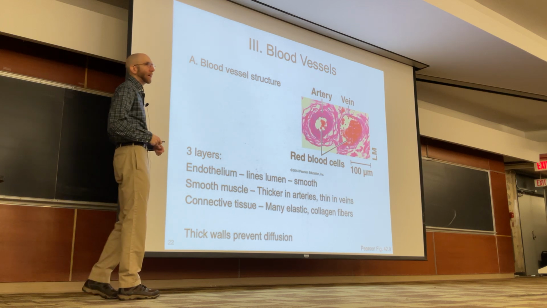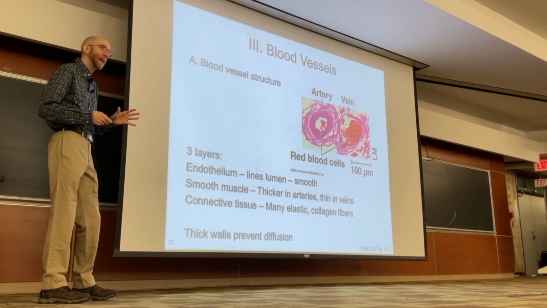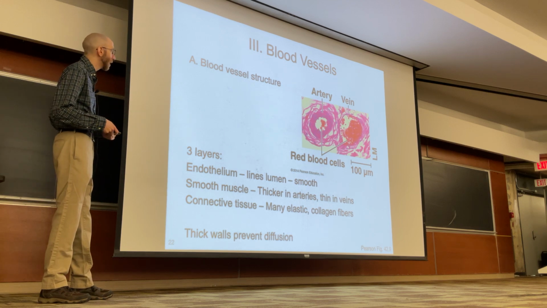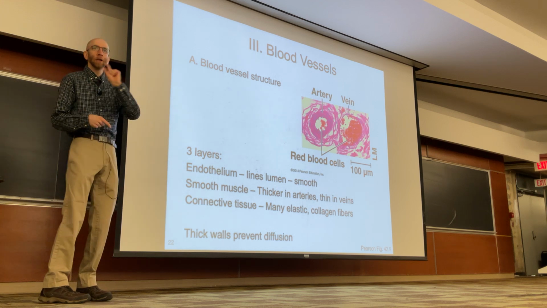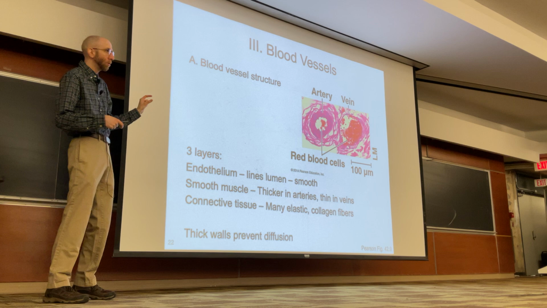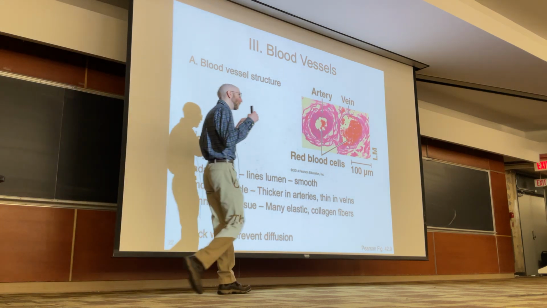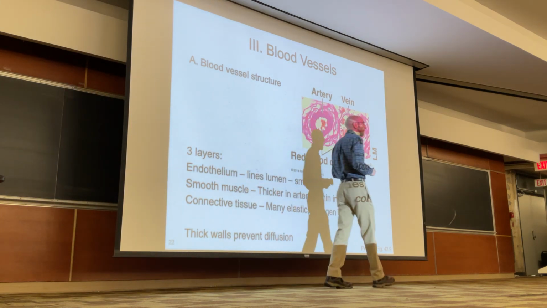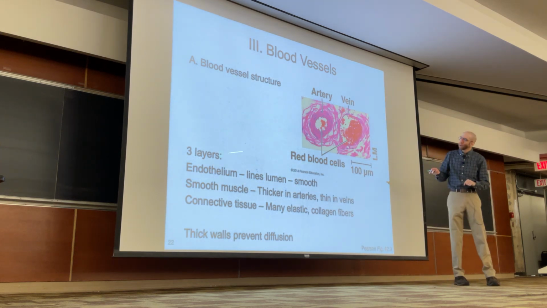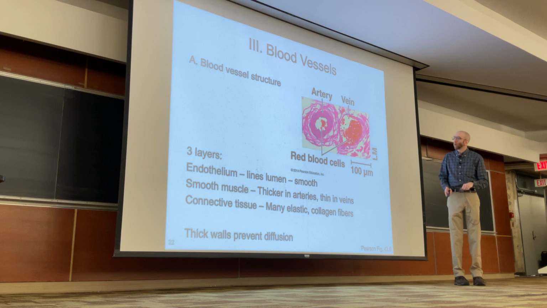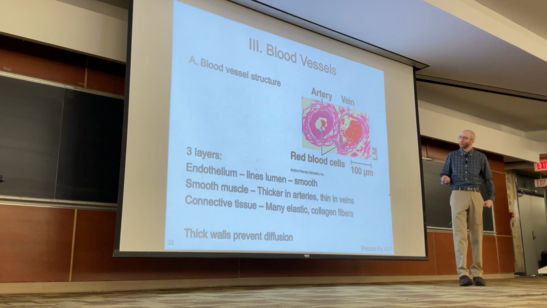Blood vessels can have, they don't have to, but they can have up to 3 layers. You're always going to have an endothelium. That's going to be the layer that lines the lumen. This is going to be very smooth, so that the blood can move very smoothly without impediment through those blood vessels. All types of blood vessels have those. And then the bigger ones, the veins and the arteries, also have the other 2 layers.